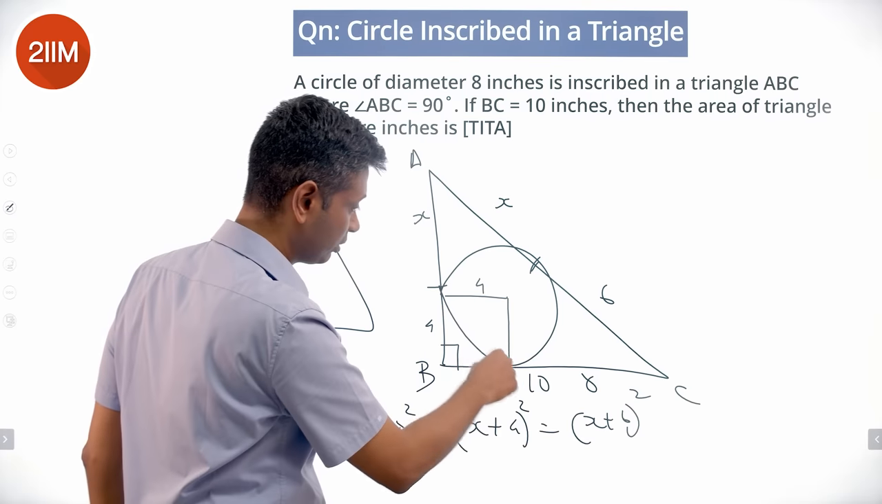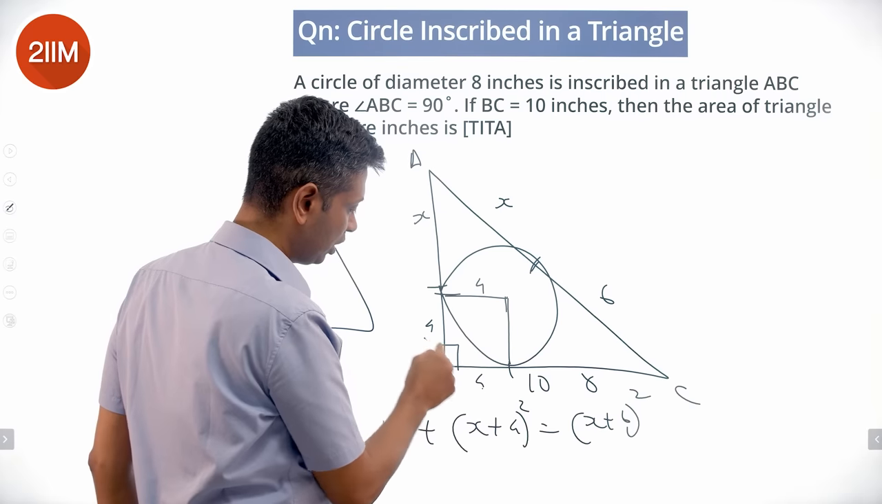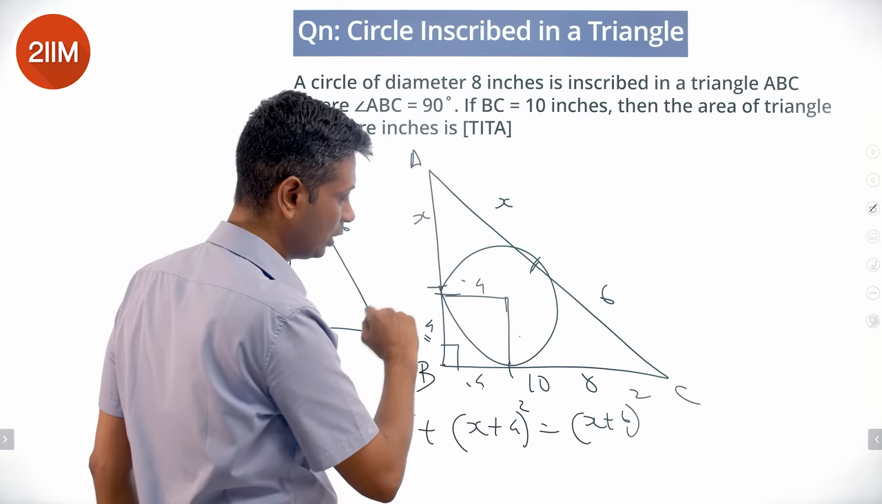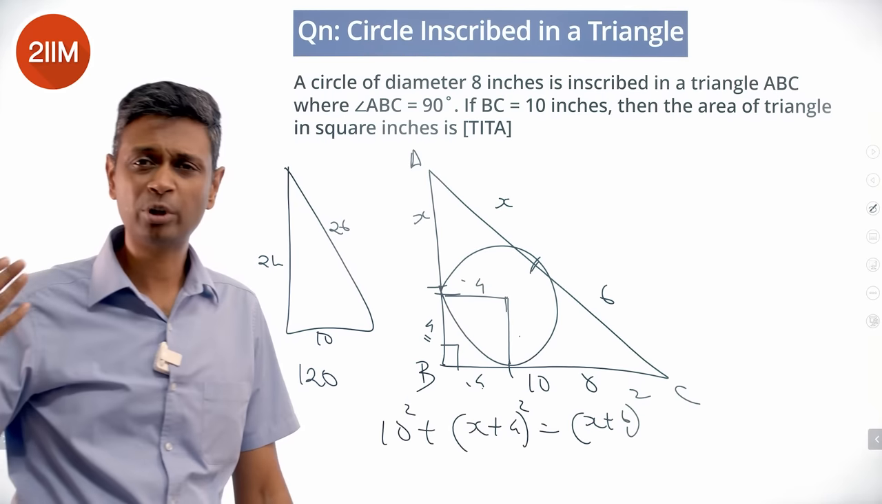Why are we putting this in radius? This is 90, this is 90, so it's a square, these two are equal. Tangents from a point are equal, 6 and 6. Then Pythagoras theorem, we are through.